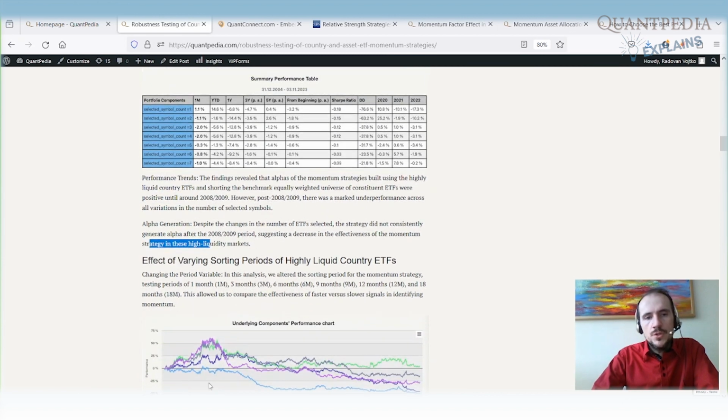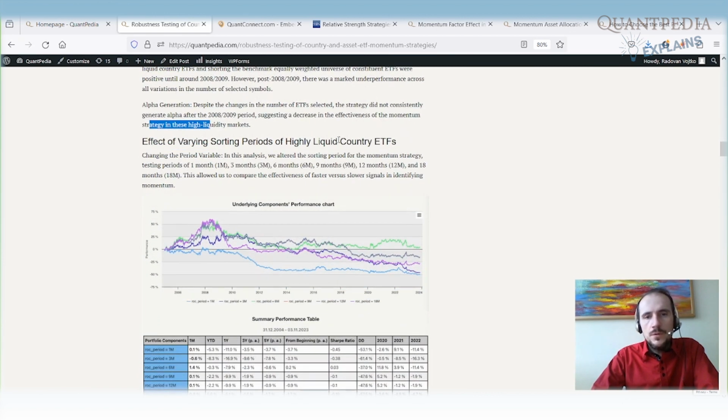Then we tried to change the sorting period. So instead of using the default 12 months, we tried 1 month, 3 months, 6 months, 9 months, and 18 months as a sorting variable. So we sorted our investment universe not just on 12 months performance, but on a shorter or longer performance, and then we ran the strategy and compared the performance of the strategy against the benchmark.